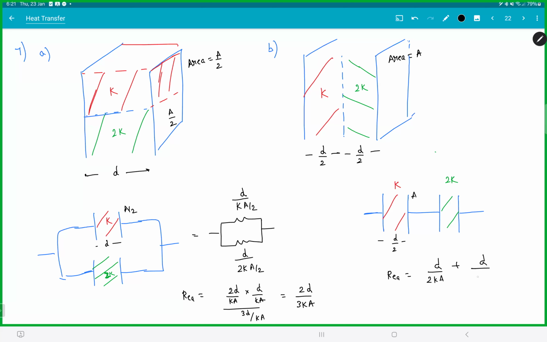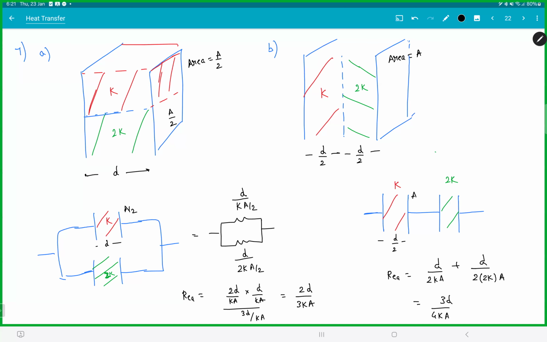plus D by 2KA, which gives 3D by 4KA. Since it is only one-dimensional, the areas are the same.